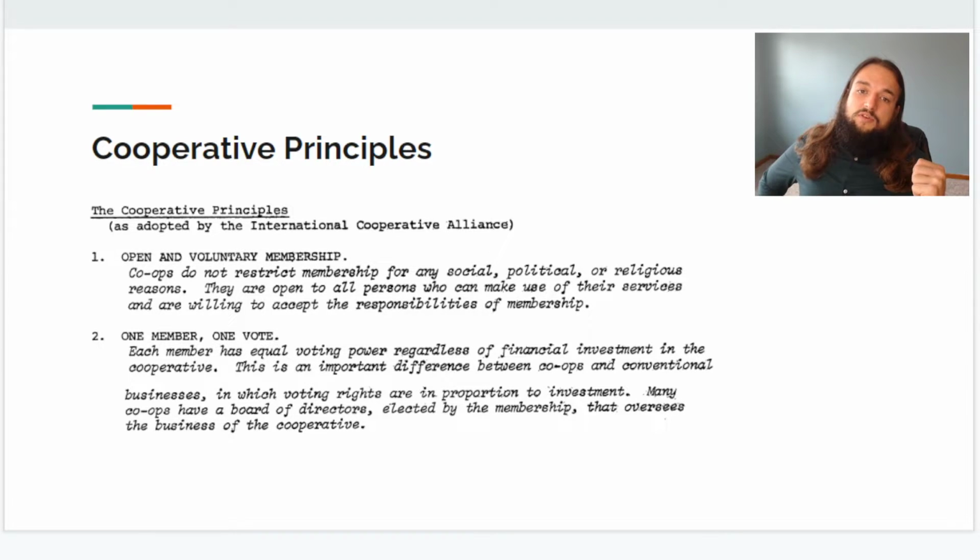This is an important difference between co-ops and conventional businesses, in which voting rights are in proportion to investment in terms of shares, especially in IPO situations. Many co-ops have a board of directors elected by the membership that oversees the business of the cooperative.